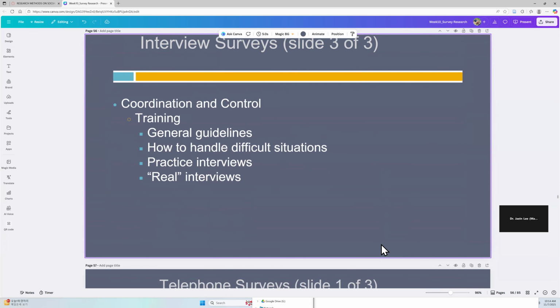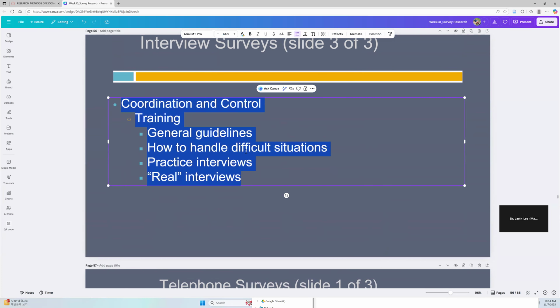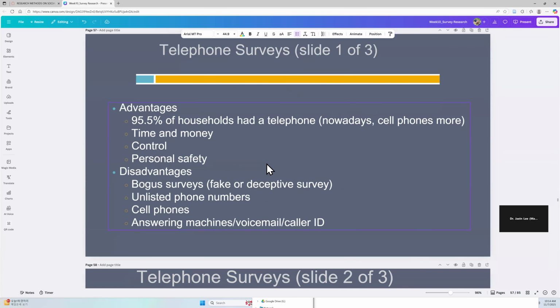All right. So when you hire an interviewer, possibly if you take the exam of the social survey analyst, you might be hired as an interviewer from the survey company, and you would be trained on general guidelines for how to handle different situations, with practice interviews and the real one.